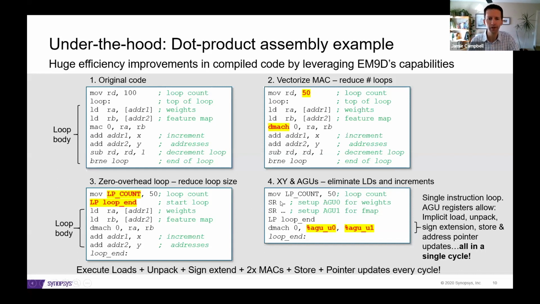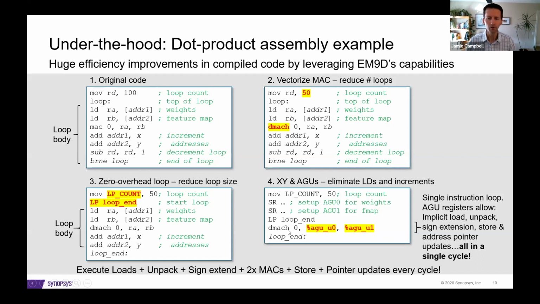Outside of my loop, I need to first program the AGUs to do things like point to the start of my data. I also specify how much I want to increment the AGUs every time they're accessed. I can specify a wrapping. I can also specify if any unpacking is needed, sign extension, etc. That's all done outside of the loop as part of the setup through a couple of instructions.